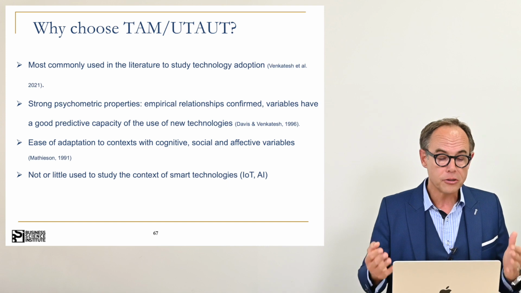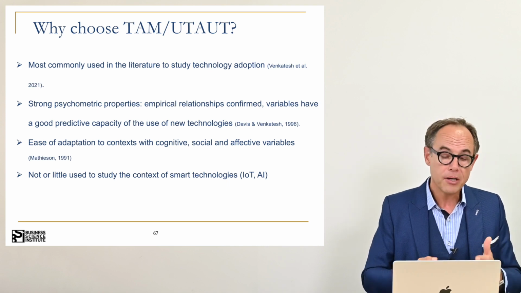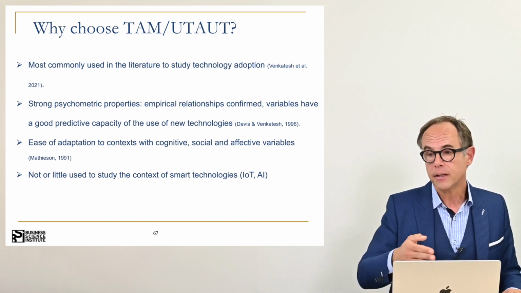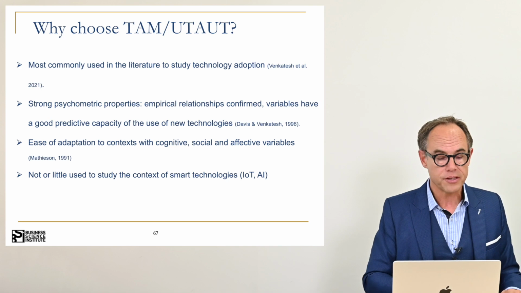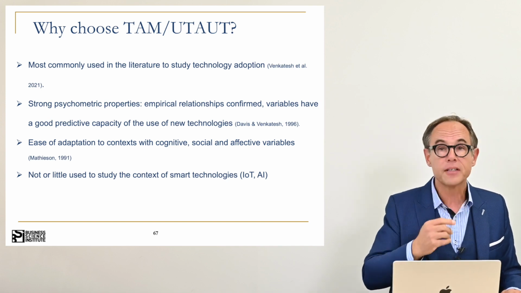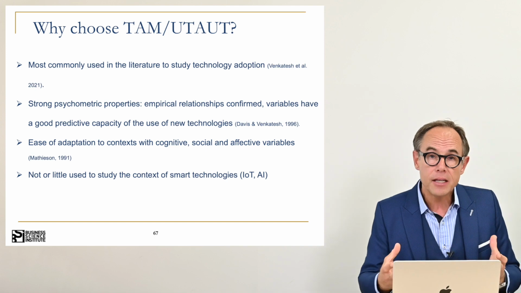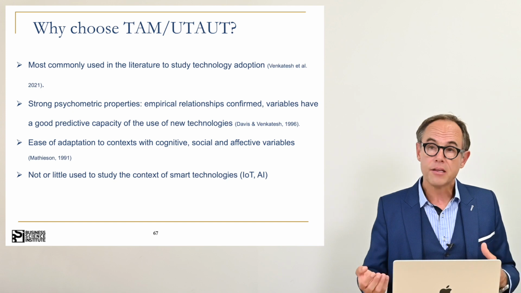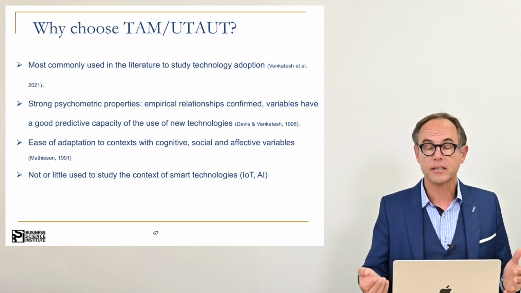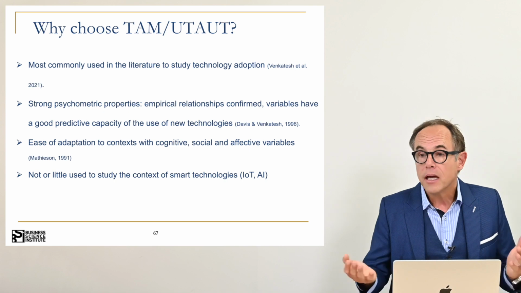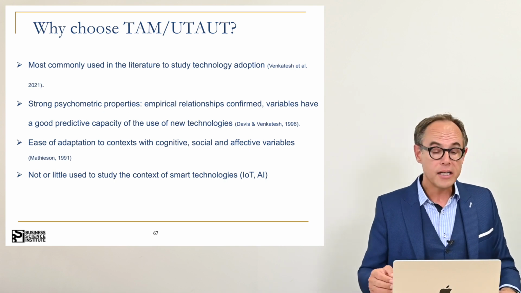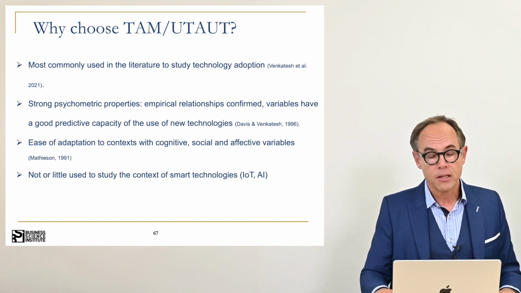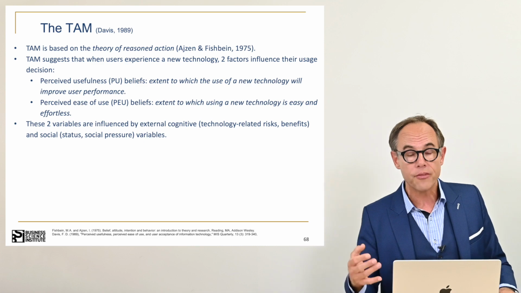It is known for its strong psychometric properties and because it shows empirical relationships which are confirmed between adoption and acceptance, with good predictive capacity. It can be easily adapted to different contexts and technologies and easily enhanced with cognitive, social and affective variables. And in terms of contributions, it has not been used a lot in the context of smart technologies. So let's have a short overview of the 2 main theories.